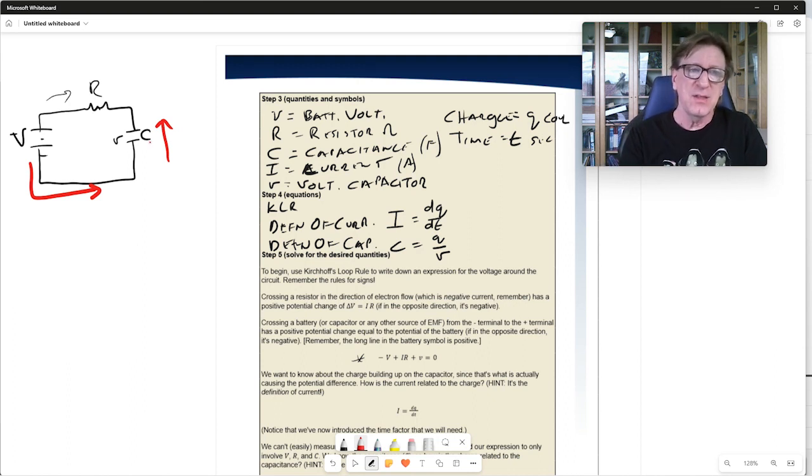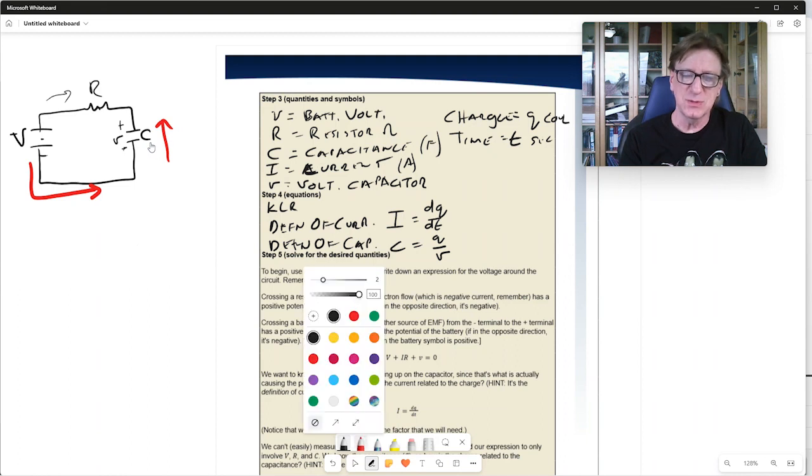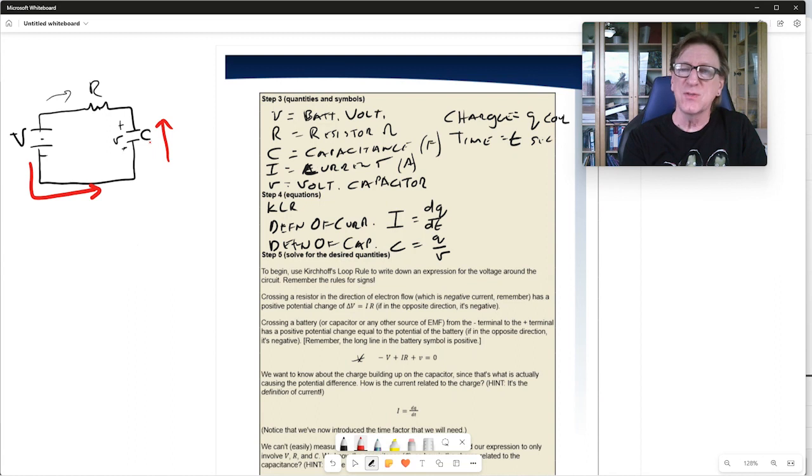So I need to know which plate of this is going to be positive because that's going to determine my sign. So let's think about that for a minute. Here's the negative end of the battery. Then this must be the negative end of the capacitor, and this must be the positive end of the capacitor. See if you can convince yourself that that must be true. So as I cross this capacitor from negative to positive, that means it's going to have a positive voltage.